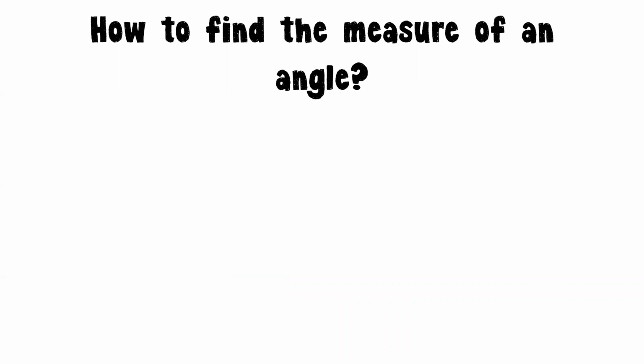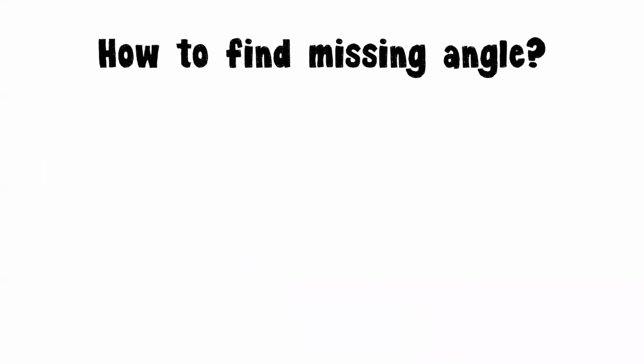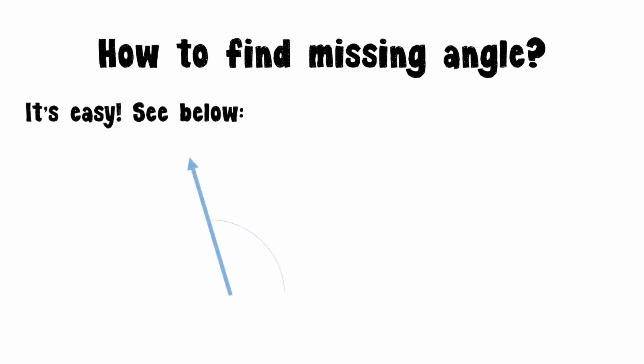How do we find the measure of an angle? We can do the easy way, which is use a protractor, but it's not always accurate, especially when you're doing tests. So you can use a protractor to find it, but if we don't have a protractor, how do we find the missing angle? It's easy. We're just going to look right below.